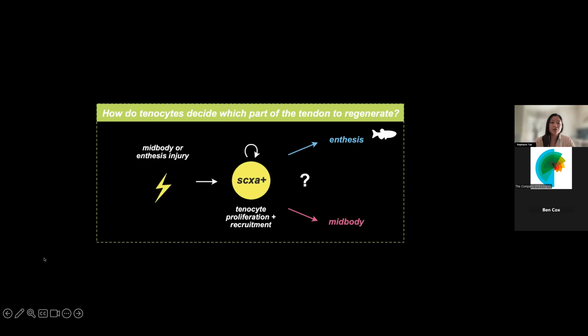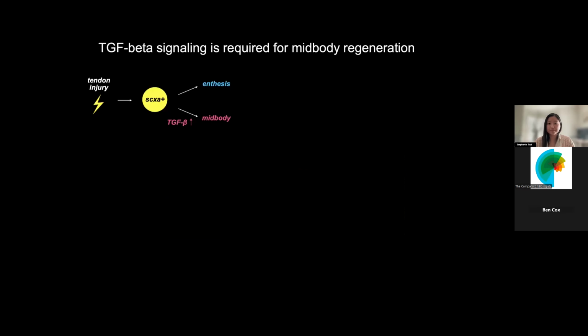So that brings me to the major question that my talk is going to focus on today, which is a very basic question: how do tenocytes actually decide which part of the tendon to regenerate? In order to get at this question, I wanted to start with a pathway that I had already previously identified as being required for mid-body regeneration, and that was TGF-beta signaling.